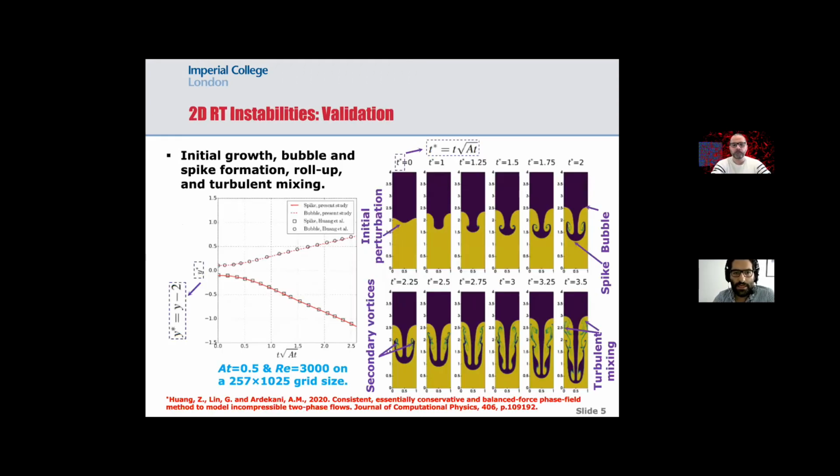Starting with the 2D RT instabilities, as you can see on the top right figure, the initial perturbation grows exponentially and forms this spike and bubble feature. The spike rolls up after a while and creates these tip vortices, and then the tip vortices evolve and form the secondary vortices, which then evolve into a complex turbulent feature.